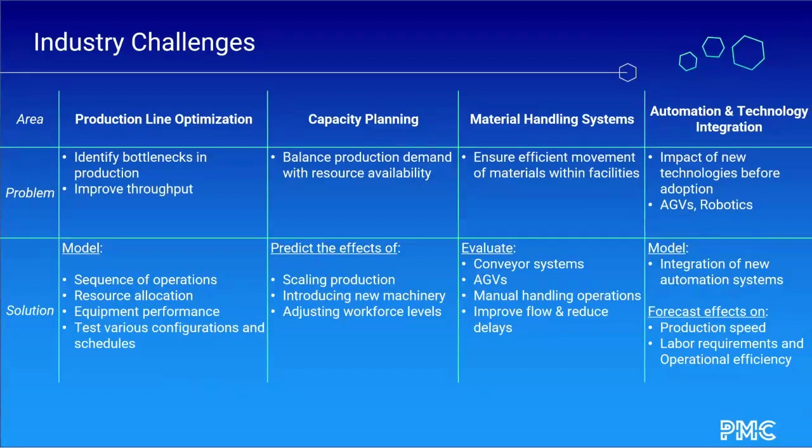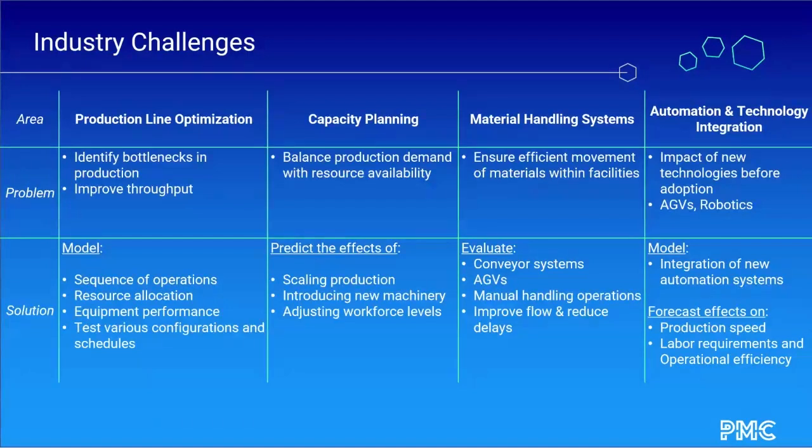Next, that brings us to capacity planning. We want to be able to balance production demand with resource availability, and we can use simulation to predict the effects of scaling production, introducing new machinery, and adjusting workforce levels before we actually incur those costs in the real world. Next, we can use simulation to optimize our material handling systems. We want to ensure efficient movement of materials within facilities naturally, and using simulation we can evaluate different conveyor systems, which is something that FlexSim is fantastic for. We can model AGV systems and test different material handling operation procedures, and then in general improve flow and reduce delays.